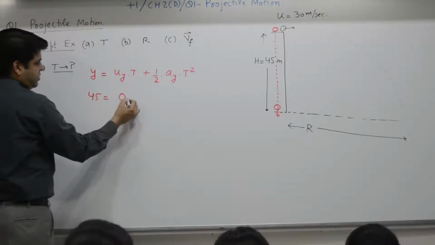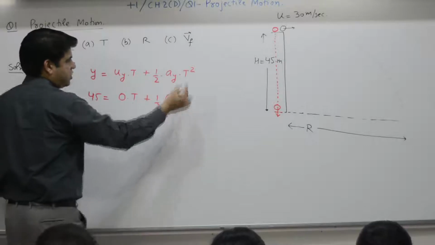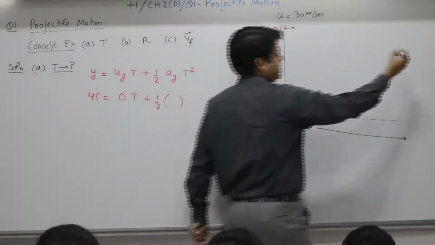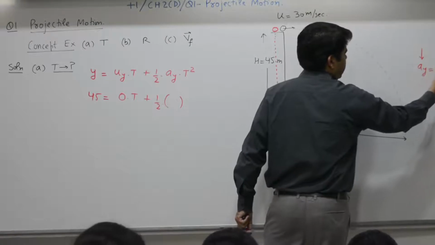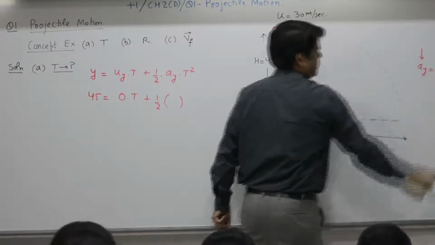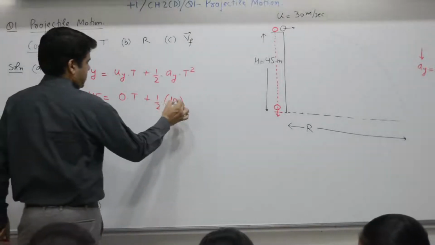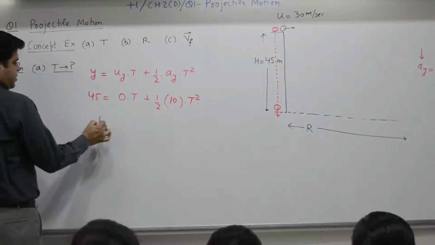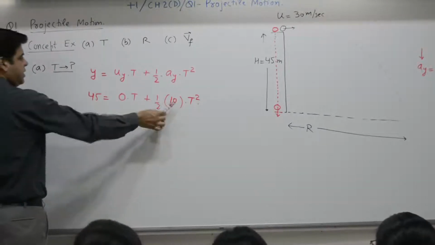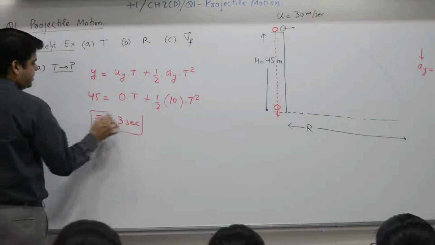Uy is what? 0 plus 1 by 2 into acceleration due to gravity along this vertical direction. What is the acceleration due to gravity? 9.8, but we will write 10 meter per second square. T comes out to what? T square is 9, so t is equal to 3 seconds.